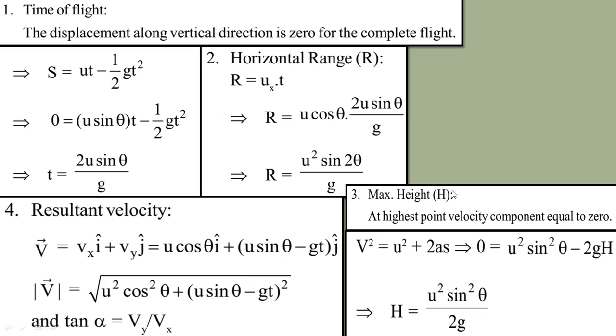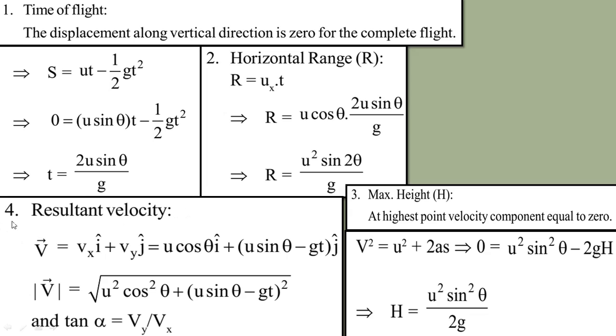Then the maximum height capital H: at the highest point, the vertical velocity component is equal to 0. V square is equal to u square plus 2as, so 0 is equal to u square sin square theta minus 2gH. So H is equal to u square sin square theta divided by 2g.